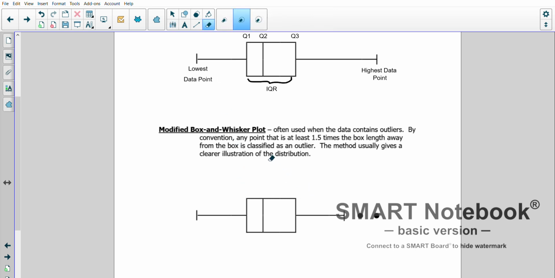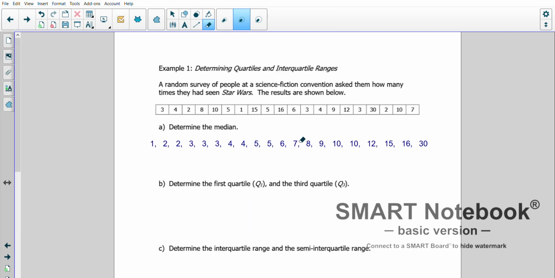So we'll see what happens in our example on the next page. I've already started this question a little bit, and we'll finish it off together. We're going to do all these calculations, including the box and whisker.